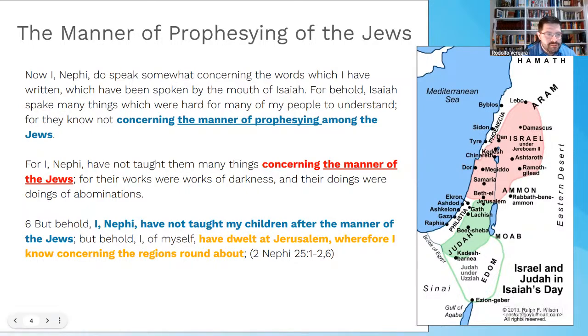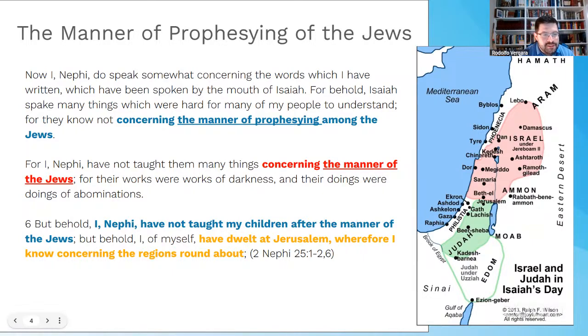And let's read it. So Nephi said, "Now I, Nephi, do speak somewhat concerning the words which I have written." Now Nephi is speaking here in the context of the big block of Isaiah, from 2 Nephi 12 to 24. And now he's telling us why he's using the words of Isaiah in this context.